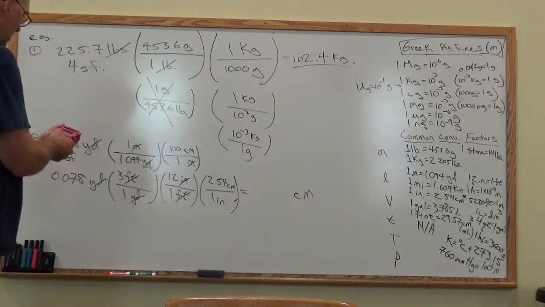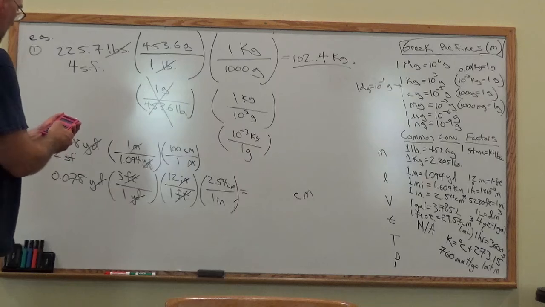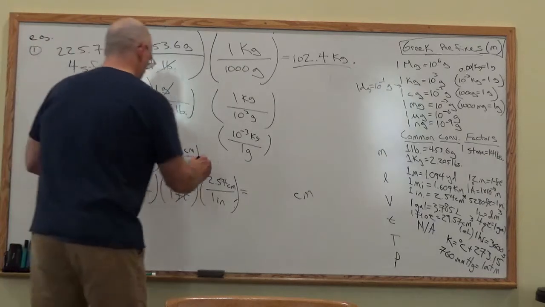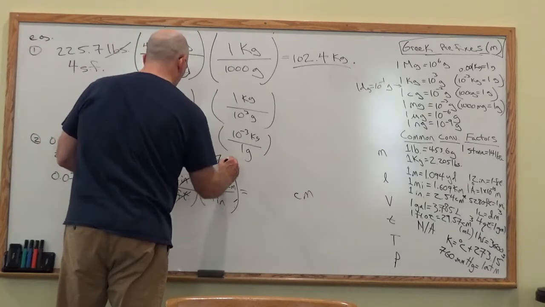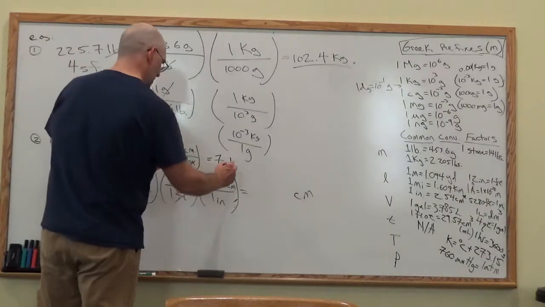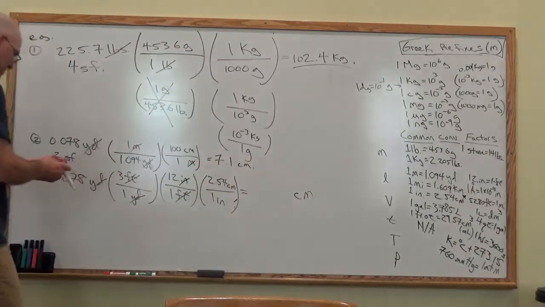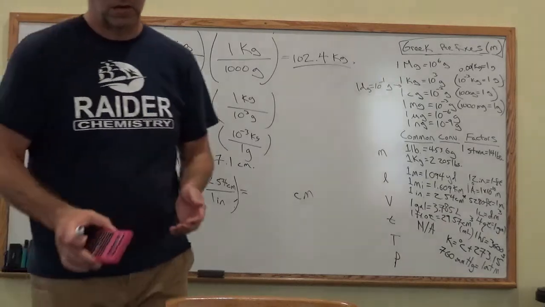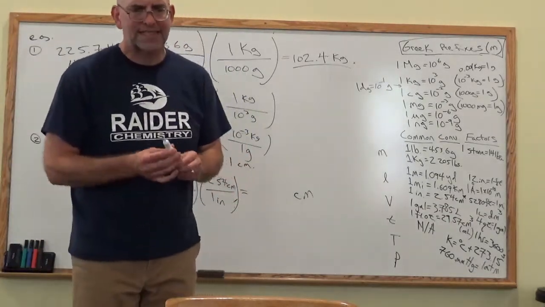So 0.078 divided by 1.094 times 100. That's 7.1, two significant figures. Centimeters, is that right? 0.078 divided by 1.094. Is that times 100? Yeah. Okay. And you should get the same answer for both of those. And okay, go ahead and set up number 3.